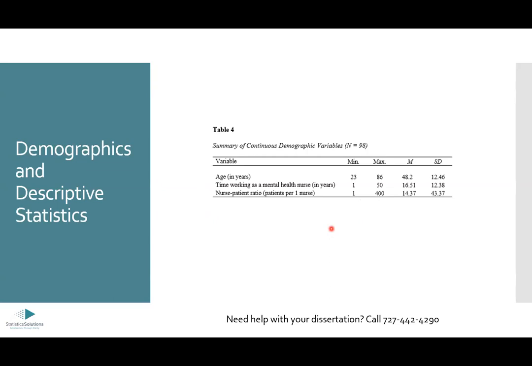And since you're presenting different statistics based on the variable, I do recommend separating out your continuous and your categorical variables and always having some sort of introductory paragraph that just summarizes the high points. So in this case, you might, in your introductory paragraph, say something like, the mean age of participants was 48.2. On average, they had been working as a mental health nurse for 16.51 years. And there was an average nurse to patient ratio of 14.37. So that's just an example of what you might say.